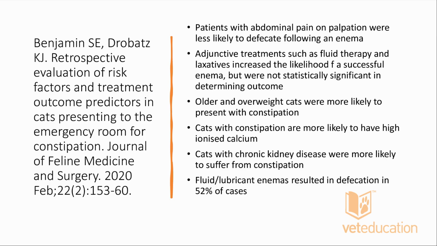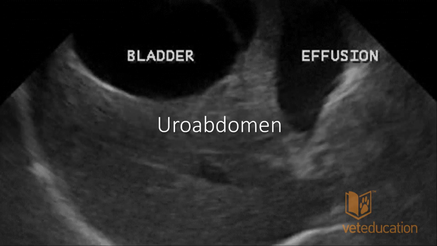Cats with constipation are more likely to have high ionized calcium that they found in this study, and cats with chronic kidney disease were more likely to suffer from constipation owing to smaller blood volume and so on. Fluid or lubricant enemas resulted in defecation in just over half the cases.